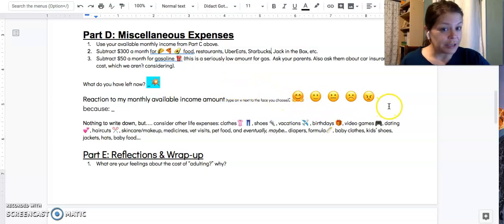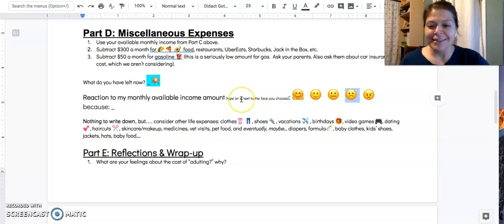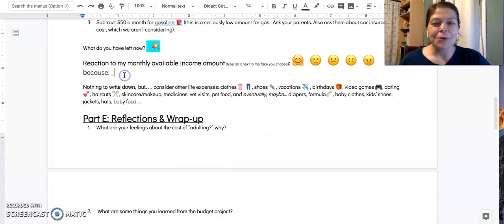What is your reaction? This is me every month after I pay my bills. Now, tell me your reaction and tell me why. For this part, there's nothing to write down, but consider other life expenses.